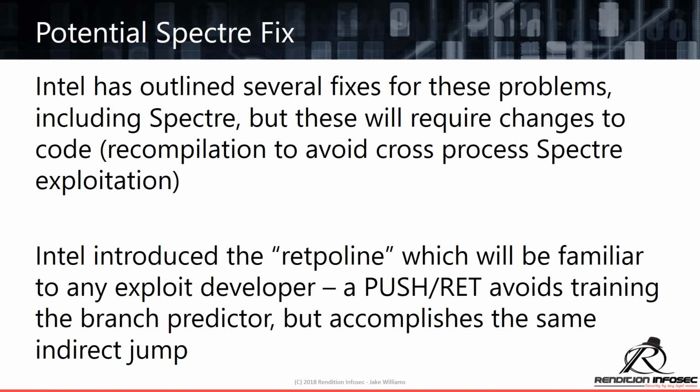That's why compiler developers weren't using this in the first place. Exploit devs are pretty familiar with this trick, and so are some malware analysts. But one of the byproducts of this push ret is it allows you to do that indirect jump while avoiding the training of the branch predictor. So we still do the jump, we just don't train the branch predictor, and that gives us some level of safety there.